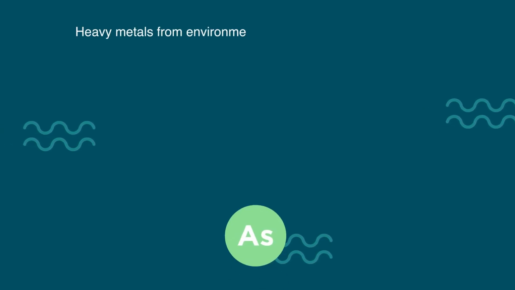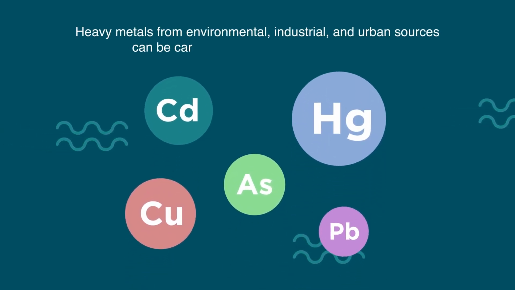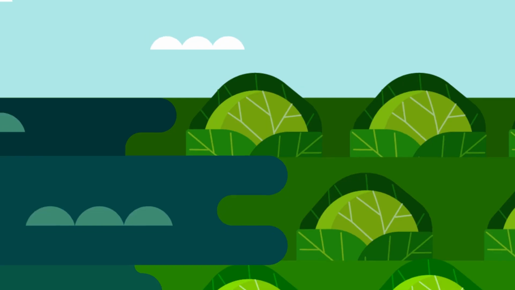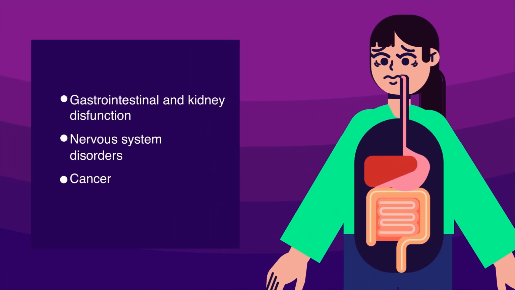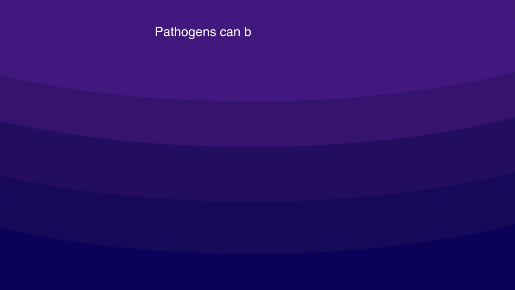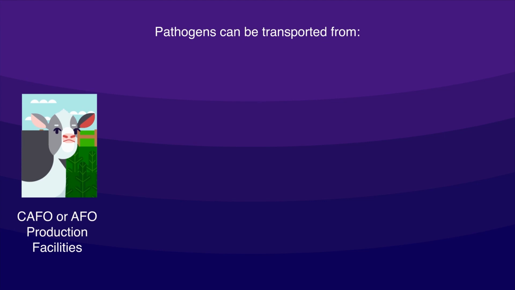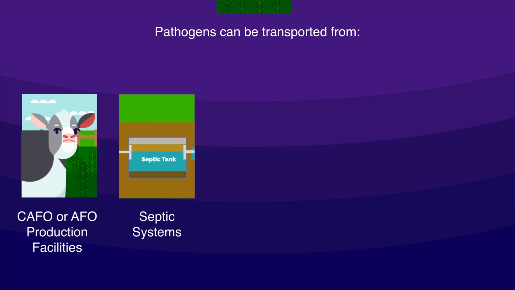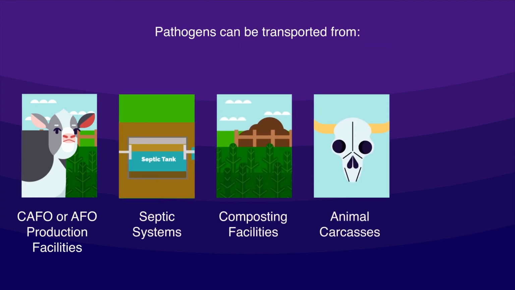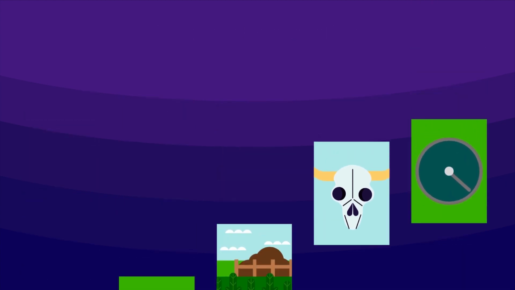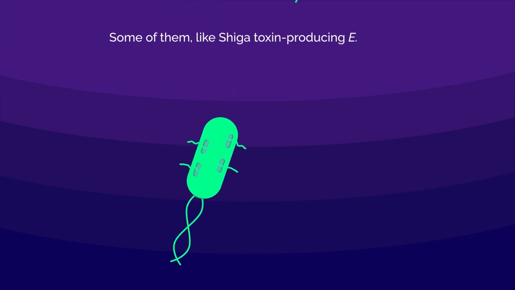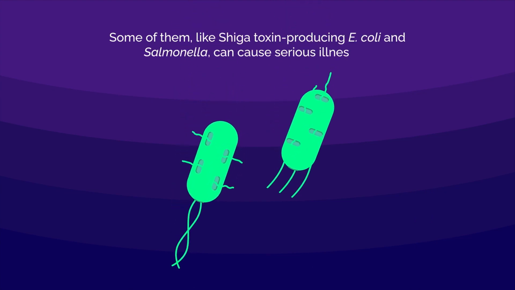Heavy metals from environmental, industrial, and urban sources can be carried by floodwater onto the crops and are considered a hazard since they can cause serious harm to the human body, like gastrointestinal and kidney dysfunction, nervous system disorders, and even cancer. Pathogens can be transported from CAFO or AFO production facilities, septic systems, composting facilities, animal carcasses, human waste treatment facilities, or from many other places. Some of them, like Shiga toxin-producing E. coli and Salmonella, can cause serious illnesses.